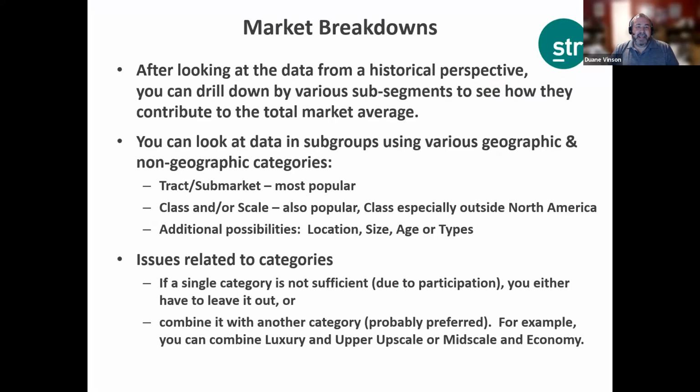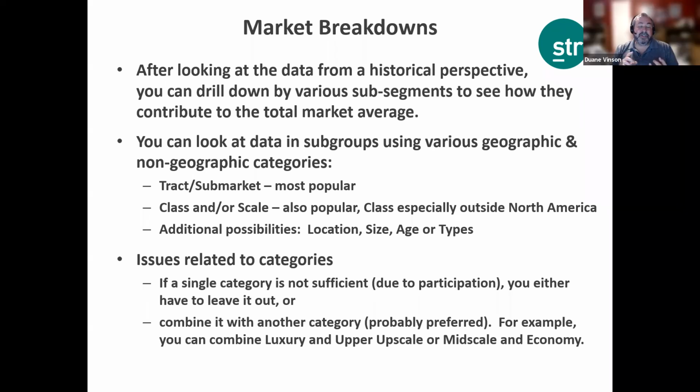All right. The next one, market breakdown. So after looking at the data from a historical perspective, we can now drill down into various sub-segments to see how they're contributing to the overall market performance. You can look at data by different, both geographic and non-geographic categories here. We talked about these in the CHIA, right? By geographic, things like sub-market. By non-geographic, things like scale or class. And you can also look at other things as well.